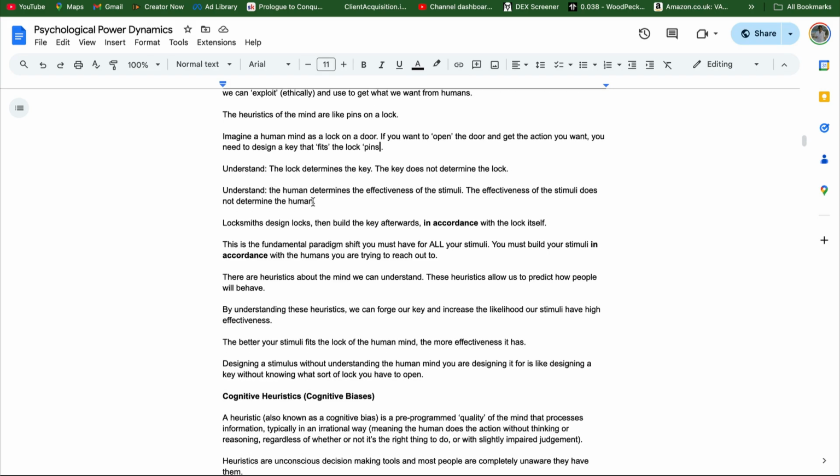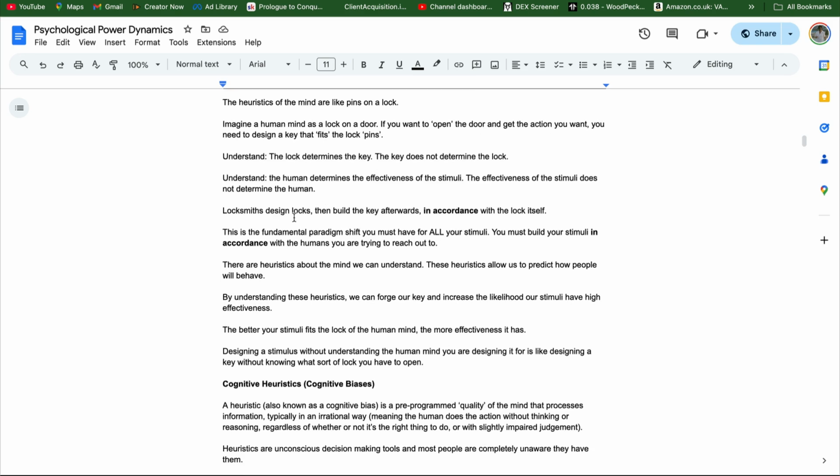And also understand the human determines the effectiveness of the stimuli. The effectiveness of the stimuli does not determine the human. And so locksmiths design locks, then build the key afterwards and in accordance with the lock itself. And this is a fundamental paradigm shift that you must have for all of your stimuli. You must build your stimuli in accordance with the humans you are trying to reach out to, okay? So you must build your sales assets, your YouTube videos, your ads, your VSLs, your outreach messages in accordance to the OnlyFans creators that you're trying to reach out to, okay?